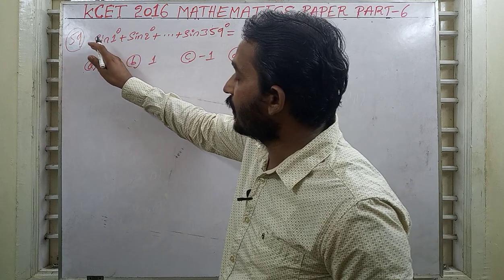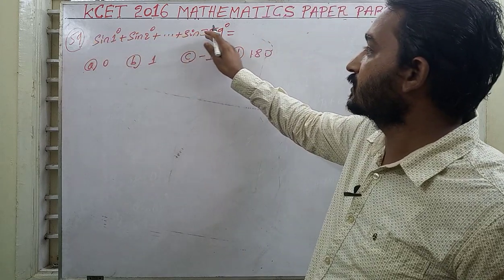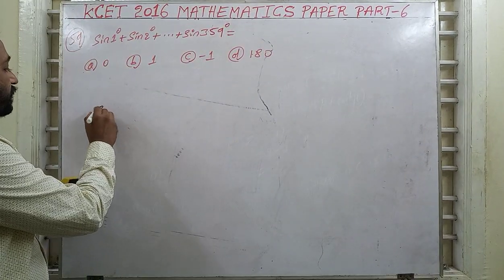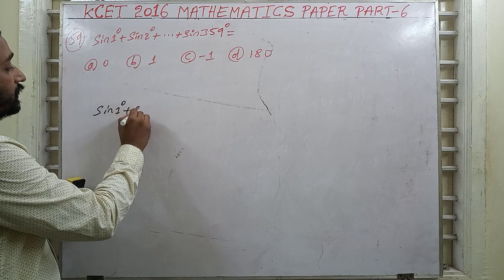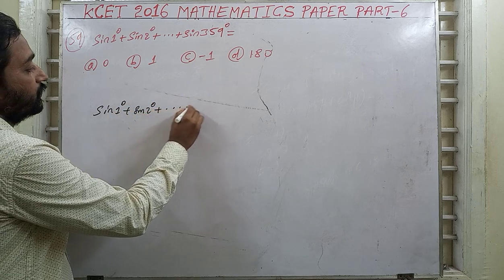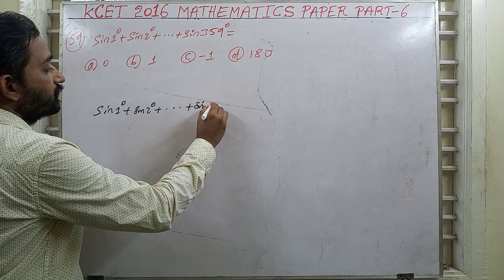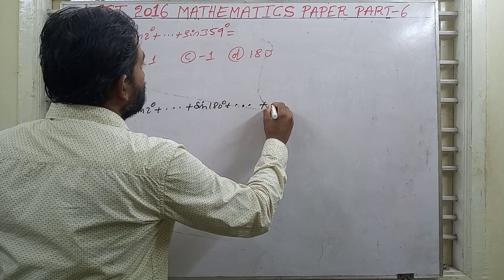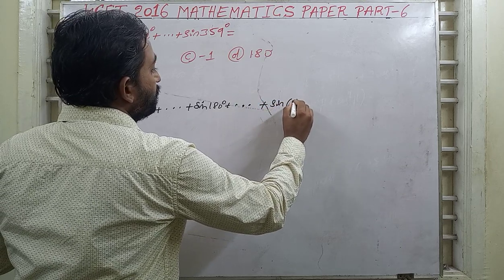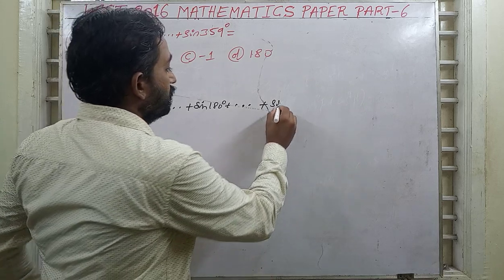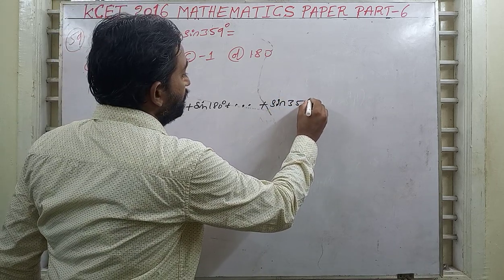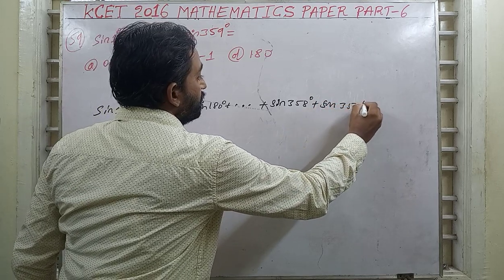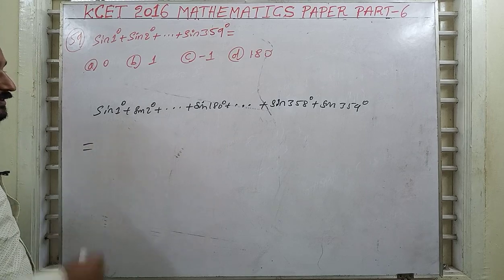We have to find out the value of sin 1 degree plus sin 2 degree and so on up to sin 359 degree. So easily we can solve this question in this way. Sin of 1 degree plus sin of 2 degree and so on up to sin of 180 degree is also there. So on up to, the last term before that becomes sin of 358 degree, and the last one is sin of 359 degree. Using the allied angle formula we have to find out the value of this term.